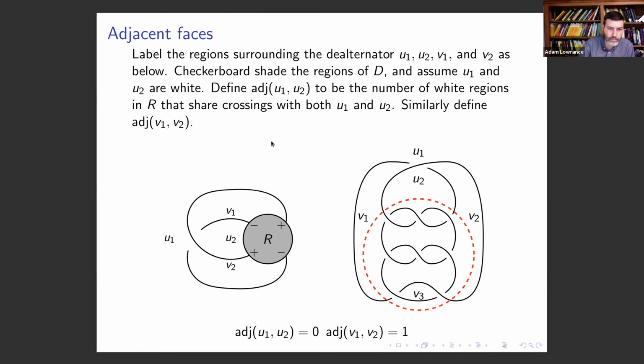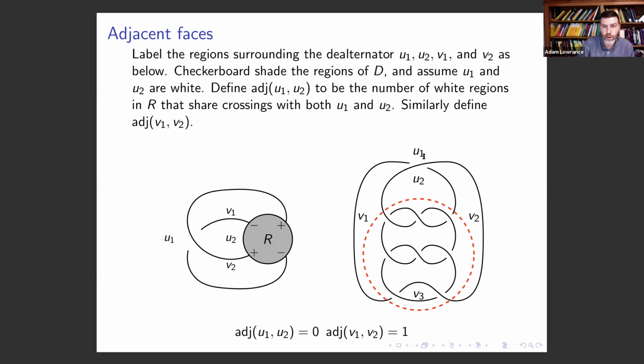Take your D alternator, which is this crossing over here, label it U1, and label the 4 regions around it. The U1 and U2 are joined by an A resolution, and the V1 and V2 are joined by a B resolution. Then we're going to define the adjacent faces between U1 and U2. Suppose we take a checkerboard coloring, where U1 and U2 are colored white, and V1 and V2 are shaded.